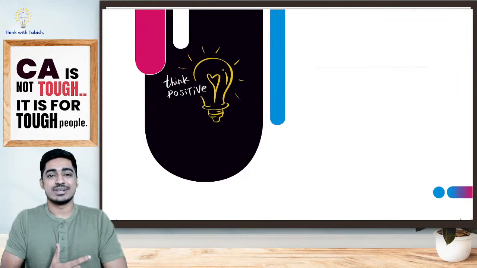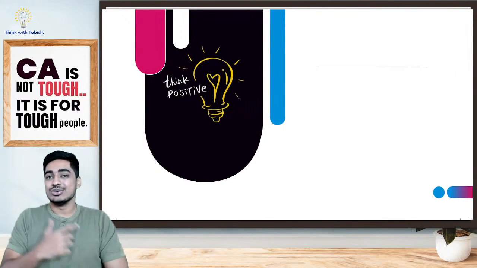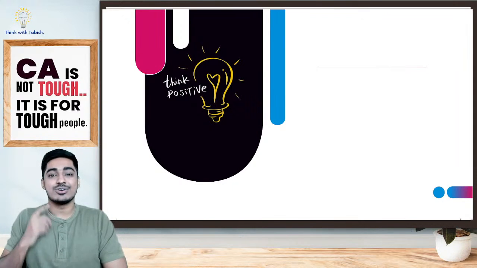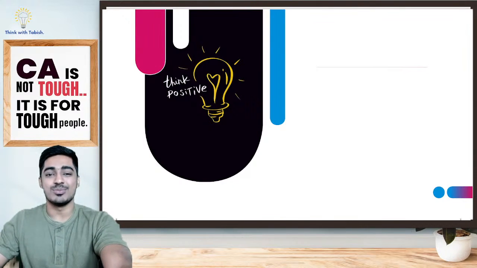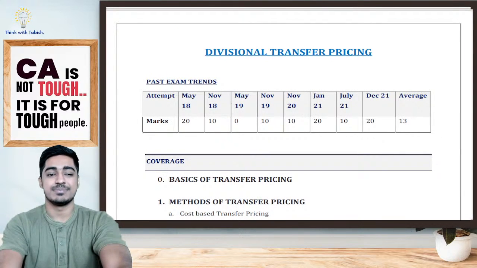Before we start, always keep learning, always keep smiling. Smile is very important. A smile doesn't mean that you are happy. A smile doesn't mean that there are no problems. A smile means that you are strong. You're ready to face all the challenges. So with this small motivation, let us begin our chapter, Divisional Transfer Pricing.